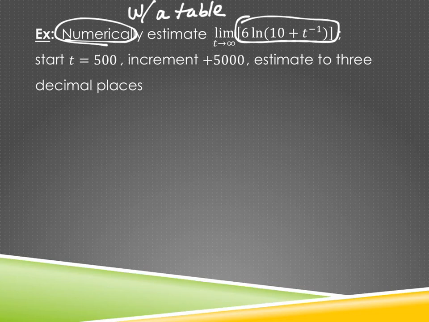And it said we're going to start at 500. That's what the directions said. Start t equal 500. So that's good. 500. There we go. 500 is our first value. After we write that one down, it says that we're going to increment by 5,000. So if the first entry is 500 and we increment by 5,000, what will the second entry be?